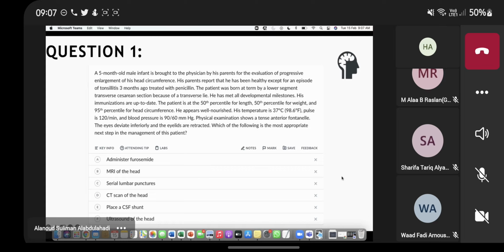Physical examination shows a tense anterior fontanelle. The eyes are deviated inferiorly and the eyelids are retracted. Which of the following is most appropriate next step in diagnosis? I think you should do an ultrasound of the head.